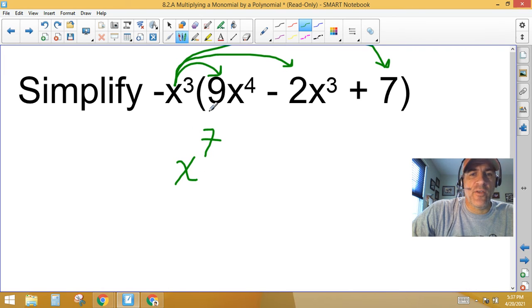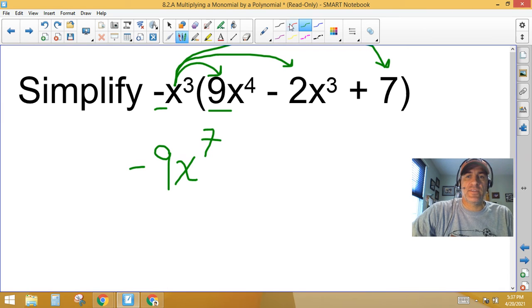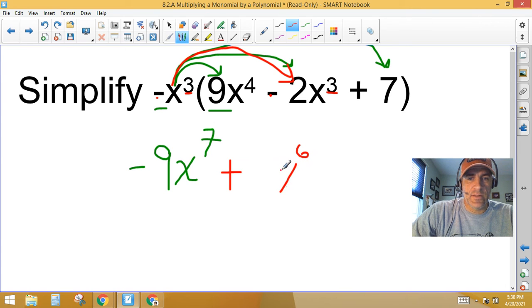And now I take my coefficients, 9 and technically a negative 1, multiply them, and I get negative 9x to the 7th. That's my leading term right now. Now I'll do negative x cubed times negative 2x. I know a negative and a negative give me a plus sign here. My exponents are 3 and 1, add them together, I have a 4. Negative 1 and negative 2 make positive 2.